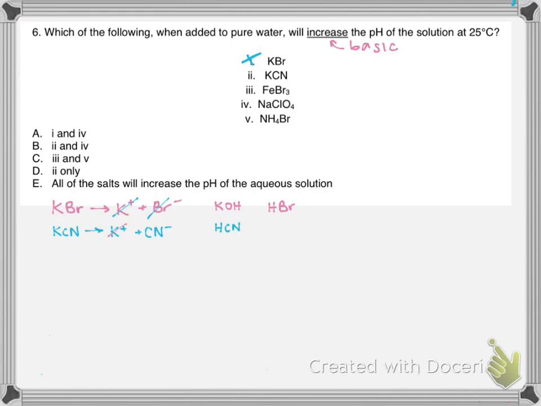So we'll have HCN, and this isn't a strong acid. This is a weak acid. So that means CN minus is going to be its conjugate base. And so this will be a weak base. Okay, so KCN will increase the pH.